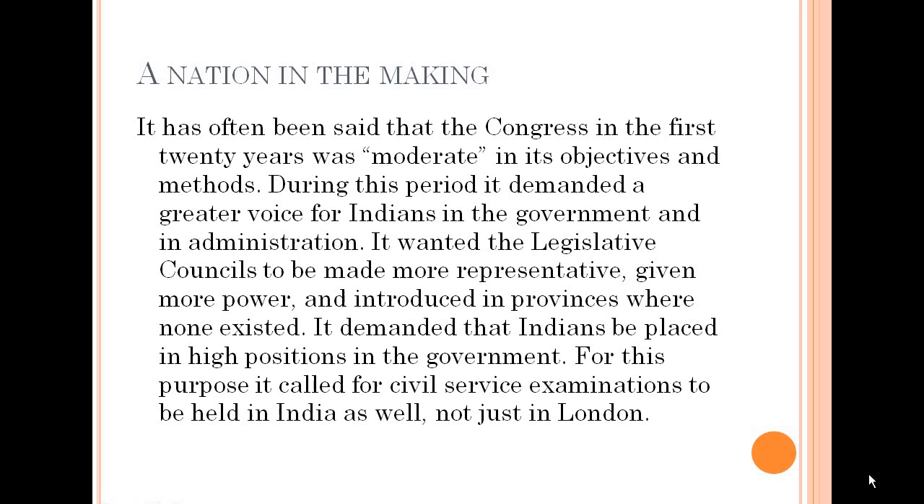It demanded that Indians be placed in high positions in the government. They wanted Indian representatives to hold good positions in the government, not the Britishers. For this purpose, it called for civil service examinations to be held in India as well, not just in London.